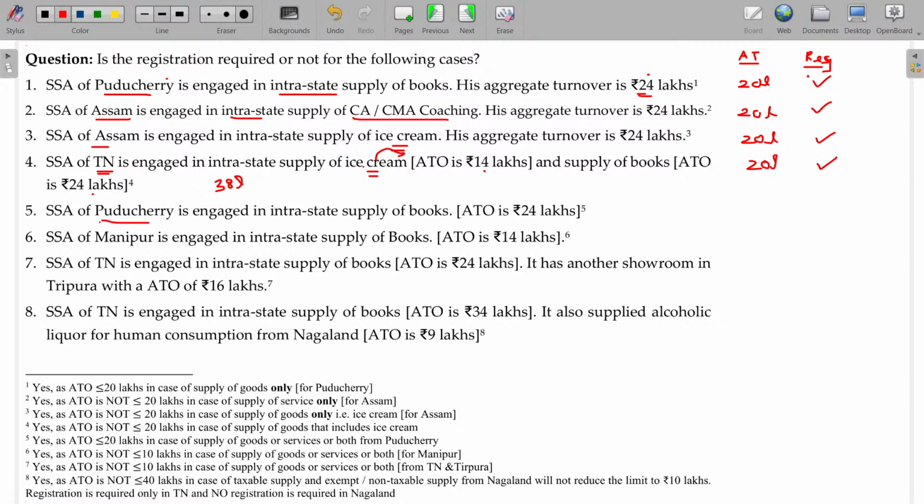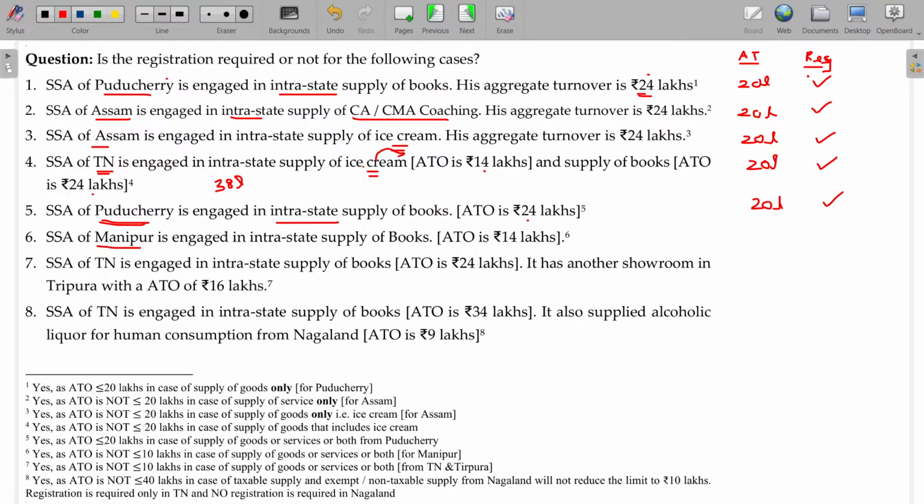A person in Puducherry. Puducherry automatically comes under ASM and PT. His limit is restricted to only 20 lakhs. Engaged in intrastate supply of books, ATO is 24 lakhs. Of course, registration is a must.